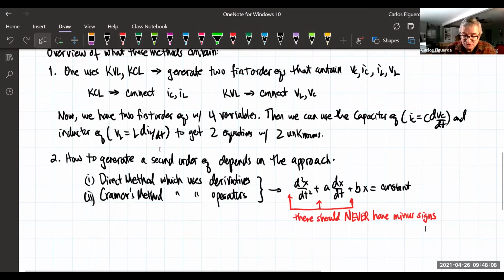Okay, so that's the overall view: we're going to generate two equations with four unknowns, and then we're going to use the capacitor and the inductor equations to convert them into two equations and two unknowns. And then how we generate the second one is the second order equation will do that.